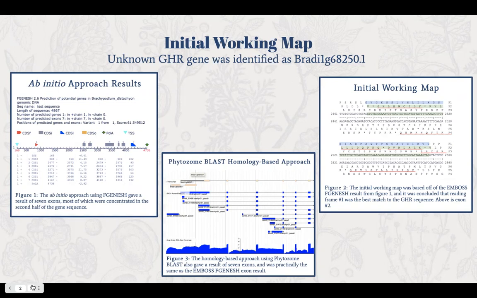Phytosome BLAST produced similar results, however, there was some discrepancy in the reading frames as seen in figure 2. Because of this, we ended up sticking with the ab initio approach prediction and used the corresponding sequence in our initial working map. The two approaches both confirmed our unknown GHR gene as Brady1G68250.1, and this identification directed the rest of our research.